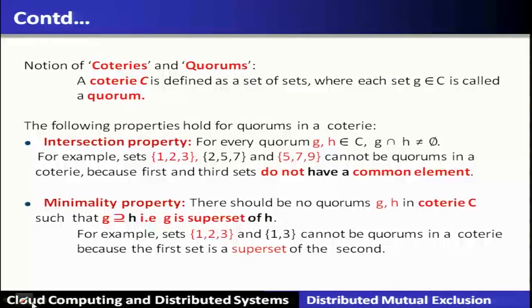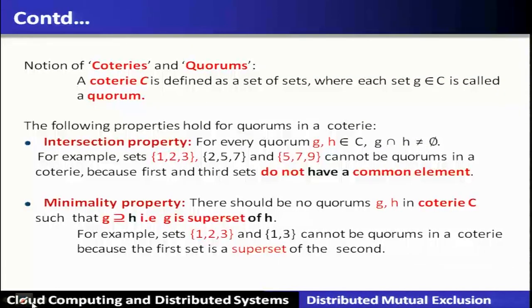In this algorithm, there is a notion of coteries and quorums. A coterie is defined as a set of sets, where each set G, which is an element in coterie C, is called a quorum. The following properties hold for the quorums in a coterie. The first one is called the intersection property. For every two quorums G and H in the coterie, the intersection of these two quorums is non-null.